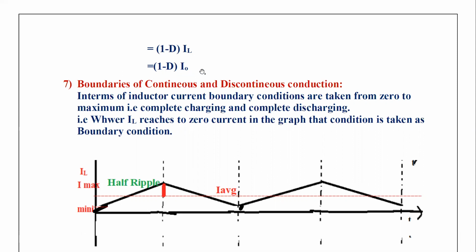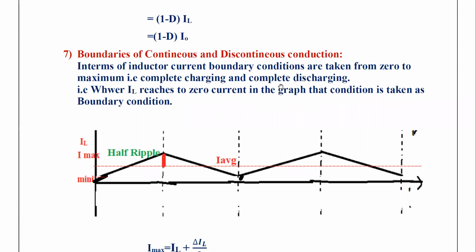Similarly, I naught can be calculated as V naught by R in case of R load or RL load, and in case of RLE load it is V naught minus E by R. So, boundaries of continuous and discontinuous condition. That means in terms of inductor current, boundary conditions are taken from 0 to maximum, complete charging and complete discharging. In the earlier case we have taken it from minimum to maximum, that means some amount of current is existing in the inductor. But when you calculate the boundaries of continuous and discontinuous currents, you have to start from zero only.